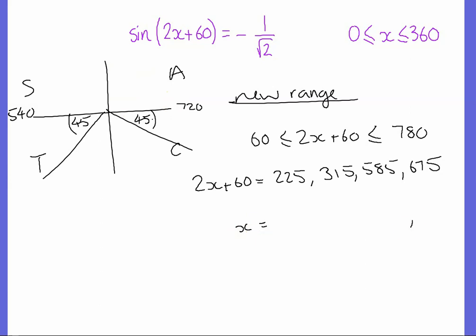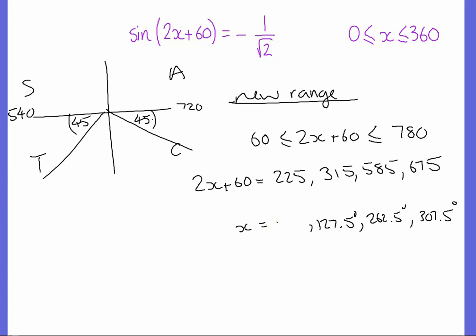So I don't know why I started from the back again there. So that's 307.5. 585, take away 60, divided by 2. 262.5. It's always nice to write them in numerical order as well. 127.5. 225, take away 60, divided by 2.